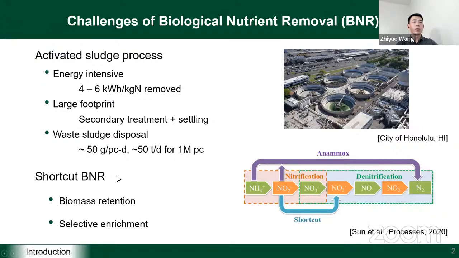However, these shortcut biological nitrogen removal processes rely on some very slow growing microorganisms. For example, the ammonia oxidizing bacteria, that's autotrophic, and also anammox bacteria have a really slow growth rate. And then there's this challenge of selective enrichment over other fast-growing microorganisms in the system.